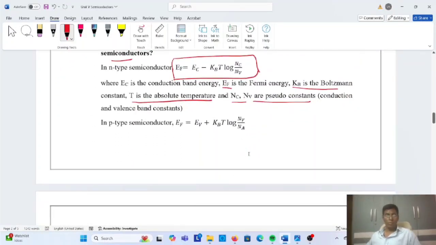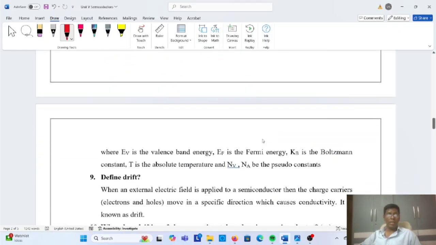In a similar way, we will discuss the p-type semiconductor. In the case of a p-type semiconductor, the Fermi level equation is EF is equal to EV plus KBT into log Nv divided by NA. Now you go through this equation and note it as it is.